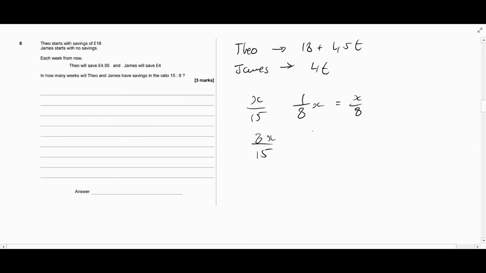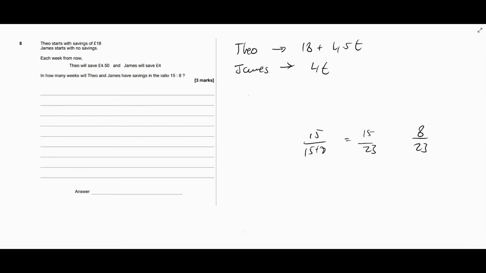Maybe it means something a bit different. Maybe it means along the lines of Theo has 15 of a total of 15 plus 8 pieces, which in this case is just 15 over 23. And James has 8 over 23. Which do you think it is? Give it a quick think. And yeah, if you thought it's this idea, then you'd be correct. There are 15 pieces and 8 pieces, which means there are 23 pieces in total, of which Theo has 15 and James has 8.